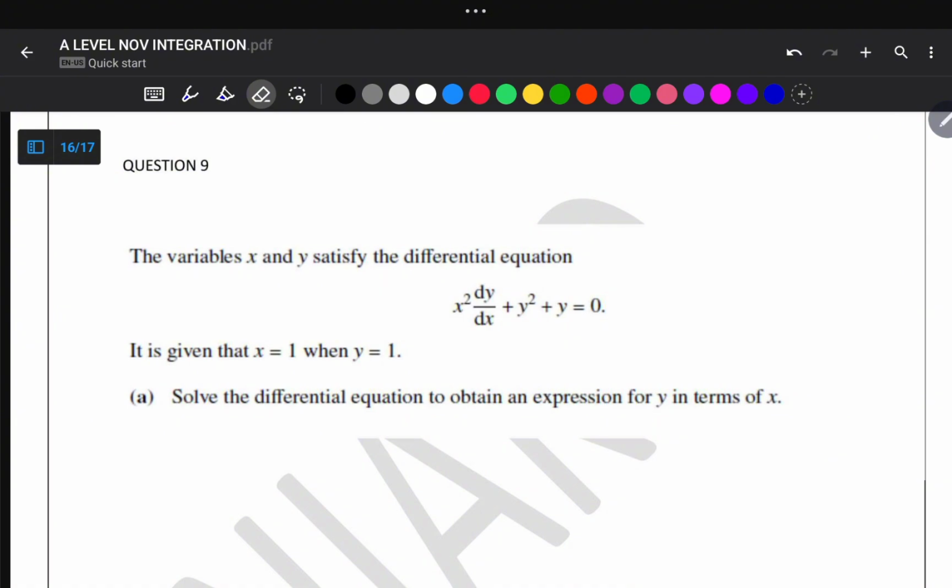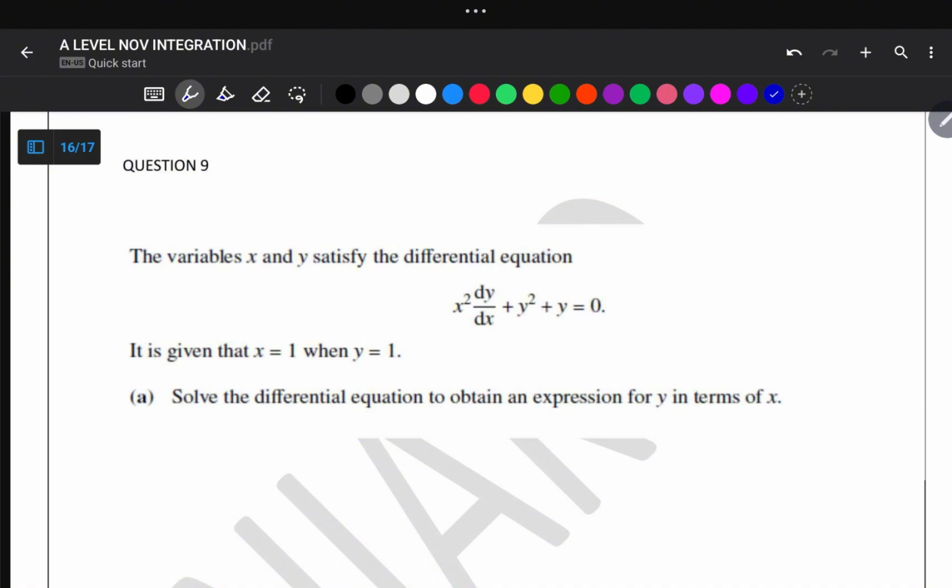Okay, so here we have question number 9 of our series, which says the variables x and y satisfy the differential equation x squared dy by dx plus y squared plus y is equal to 0. It is also given that x is equal to 1 when y is equal to 1. We are required to solve the differential equation to obtain an expression for y in terms of x.